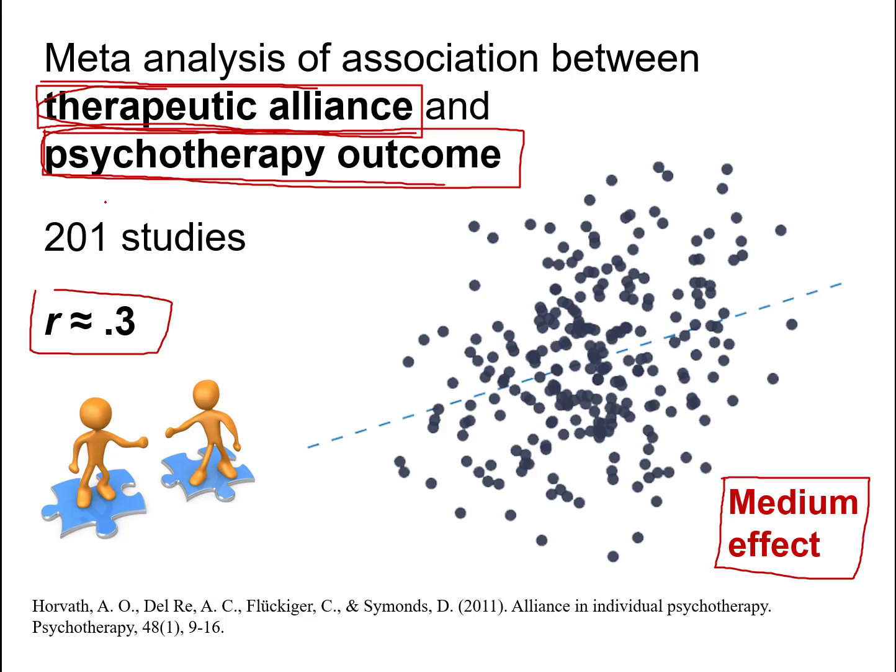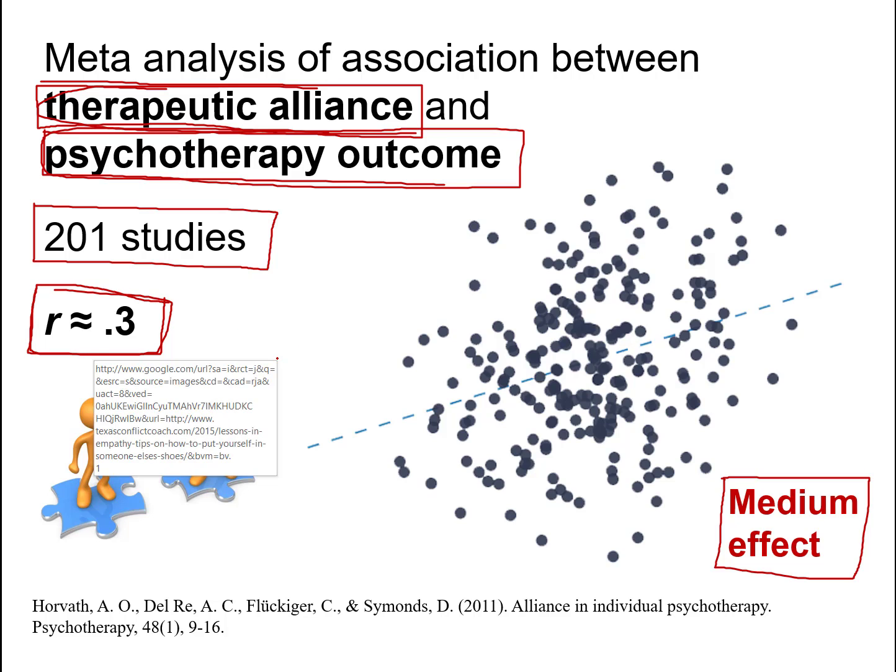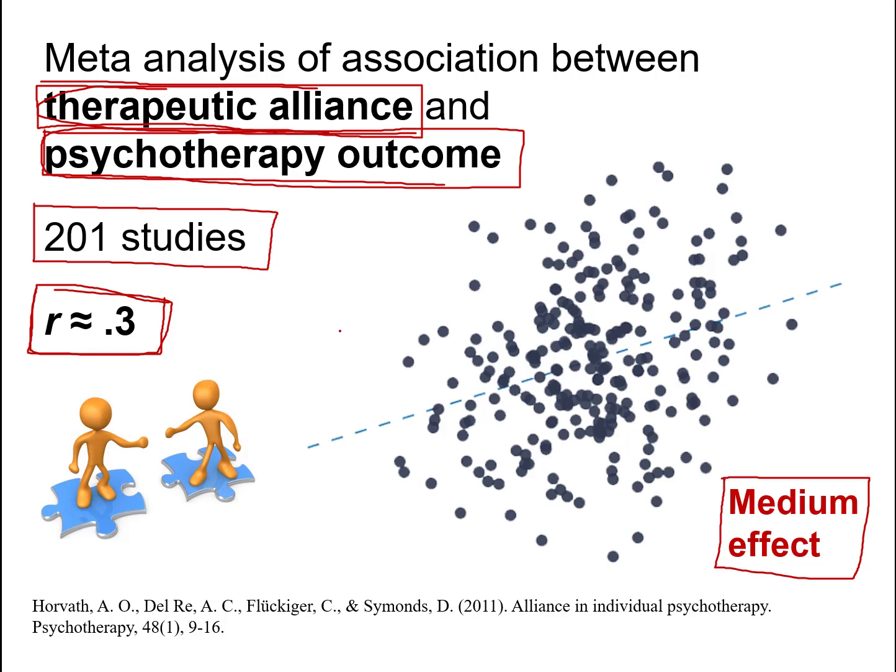And then we have a meta-analysis that looked at quite a few studies. We have 201 studies, so quite a few studies investigating correlations between therapeutic alliance and psychotherapy outcome. And across all these studies, the average effect size, the average correlation was 0.3, which would be a medium effect. And one thing to note here is that this is a very important effect, but it's also in the medium range, which is the range that if we look at the scatter plot, we have to look kind of hard to be able to detect it.